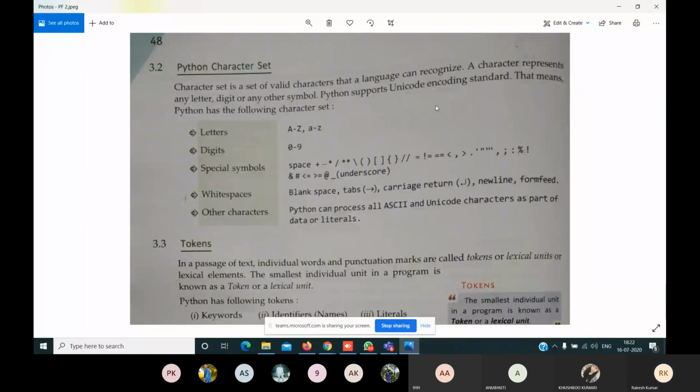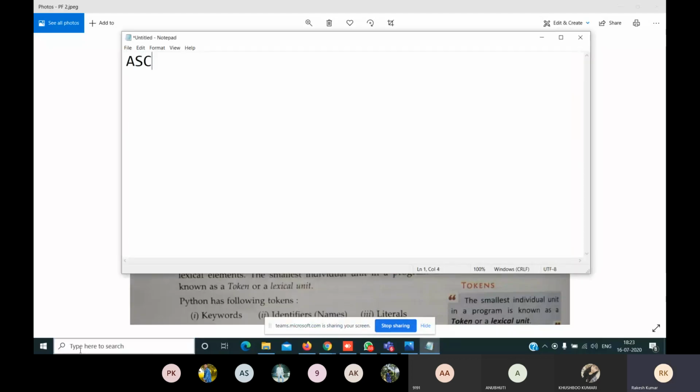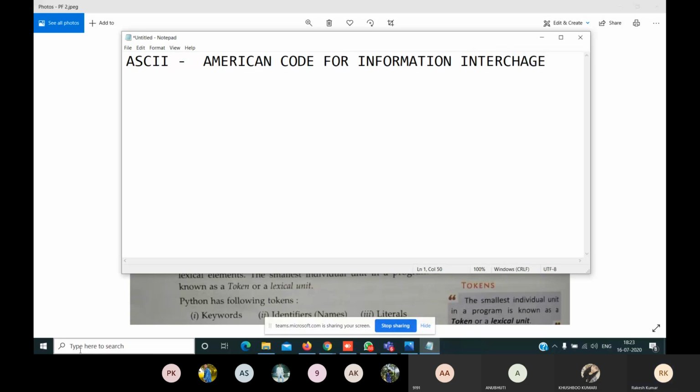Do you know about ASCII? ASCII is an encoding standard. The full form of ASCII is American Standard Code for Information Interchange. ASCII is an encoding standard.